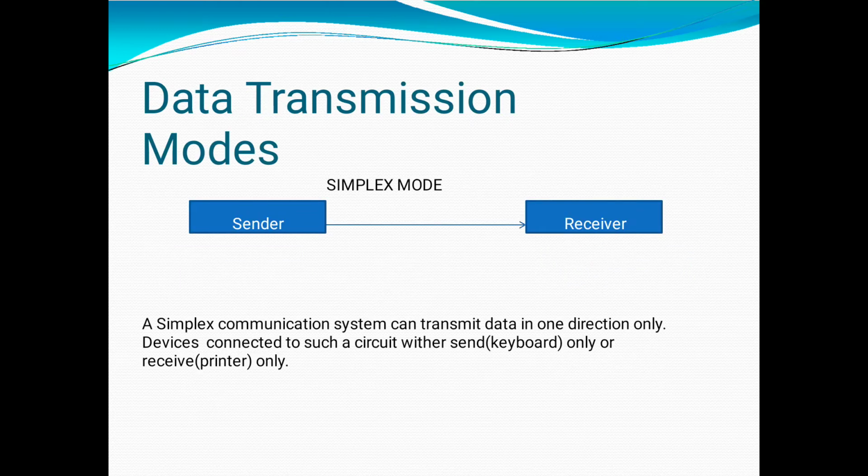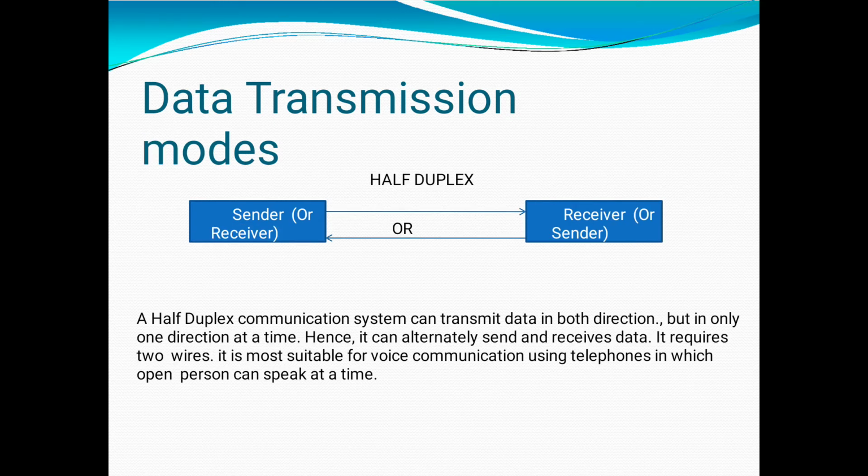Data transmission modes. Whenever the sender sends the message to the receiver, three types of modes are used for transmitting the data. The first one is simplex mode, where communication can be done only in one direction. In this diagram we have a single-headed arrow only from the sender to the receiver, so only the sender can transmit the message to the receiver, but the receiver cannot. This is known as simplex mode.